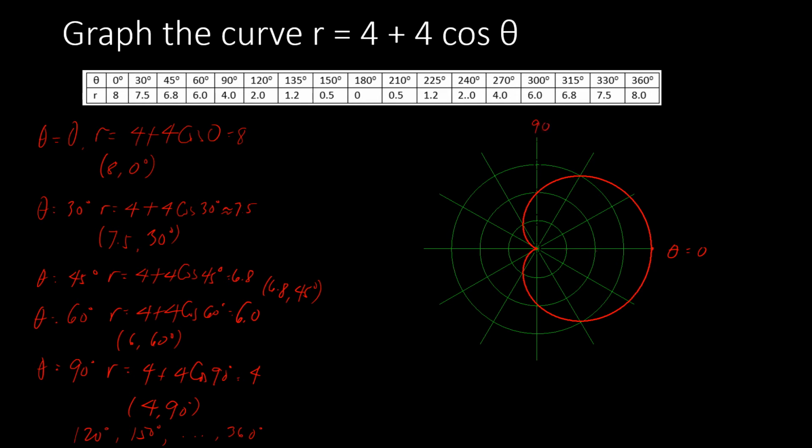For angles 90 down to 180, notice that r diminishes in value and that becomes 0 at 180. And you can also notice that there is symmetry with respect to the polar axis as exhibited in the values in our table. So at 150, 0.5, at 210, 0.5, at 135, 1.2, at 225, 1.2, and so on and so forth. So you can abbreviate the computations if you know the symmetry of the curve.